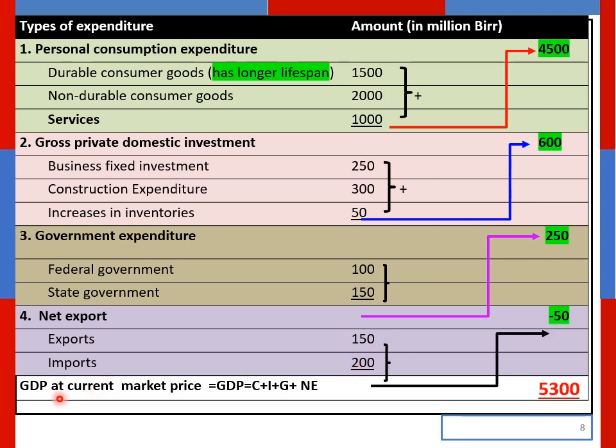So in order to get the GDP at the current market price, add those green numbers, then you can get the GDP at the current market prices.